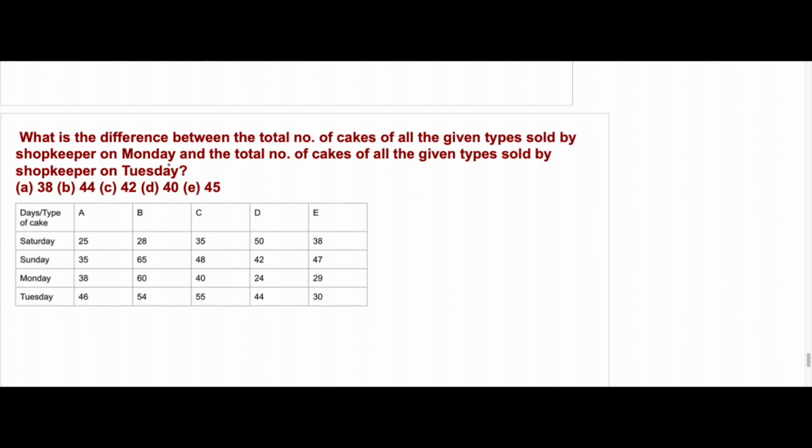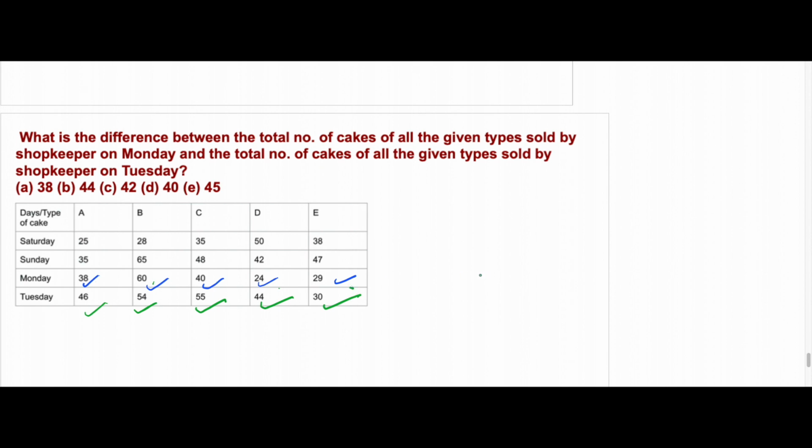Next, what is the difference between the total number of cakes of all the given types sold by the shopkeeper on Monday, which means 38 plus 60 plus 40 plus 24 plus 29, and the total number of cakes of all the given types sold on Tuesday, which is 46, 54, 55, 44 and 30. So you have to first add them and then subtract. Okay, so 38 plus 60 plus 40. Let's add these.